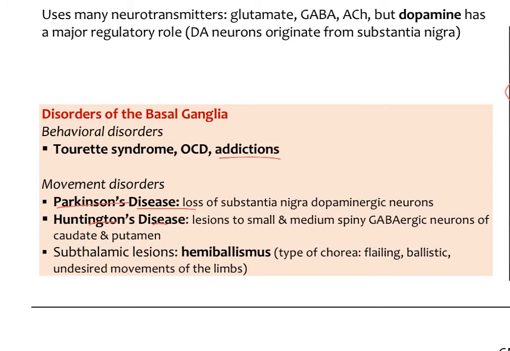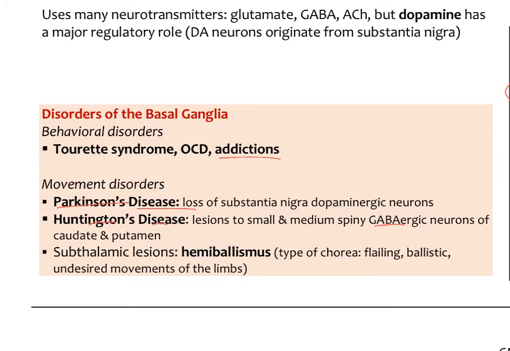Huntington's disease, which is another movement disorder characterized by chorea, sort of unwanted movements, disorders of gait, posture, difficulty with speaking. There's also dementia that begins to occur with Huntington's. And this has to do with lesions to the GABAergic neurons in the caudate and the putamen.